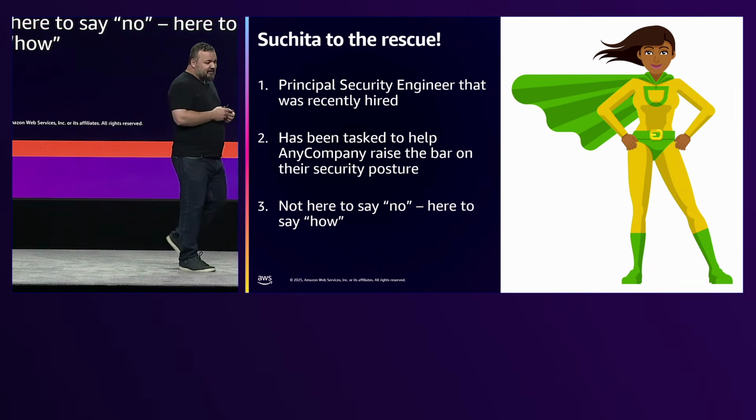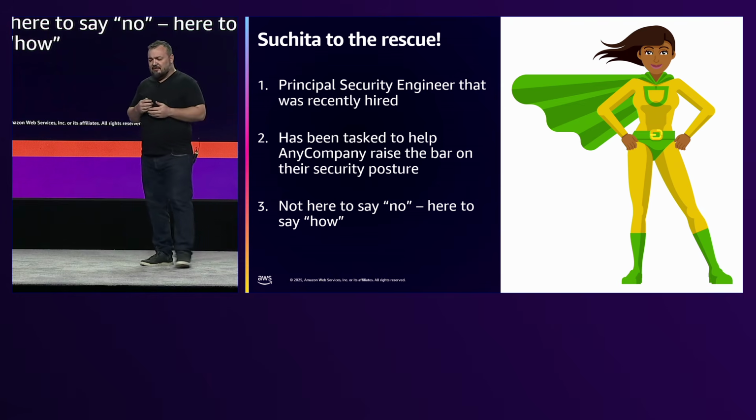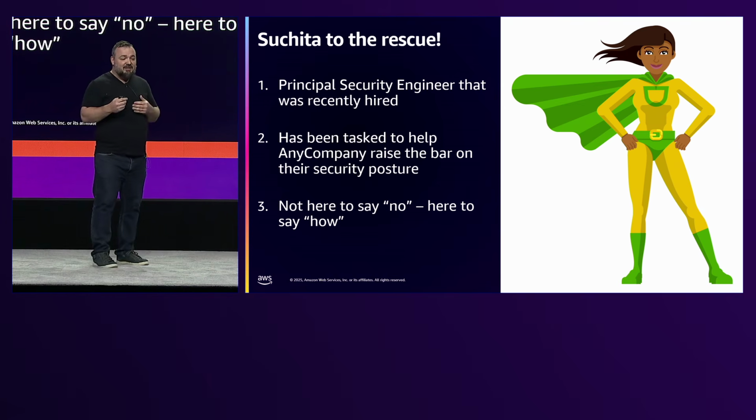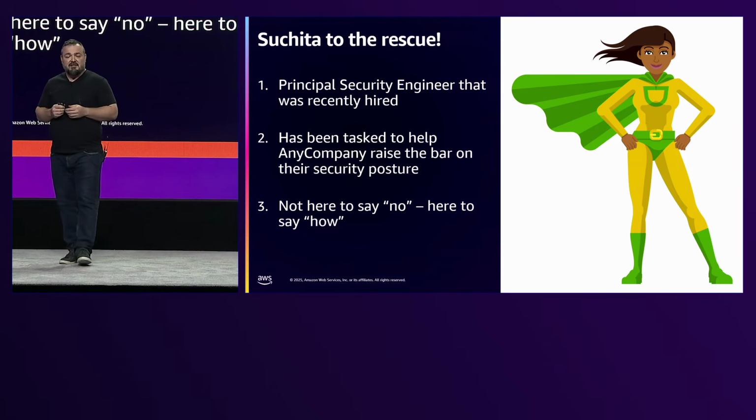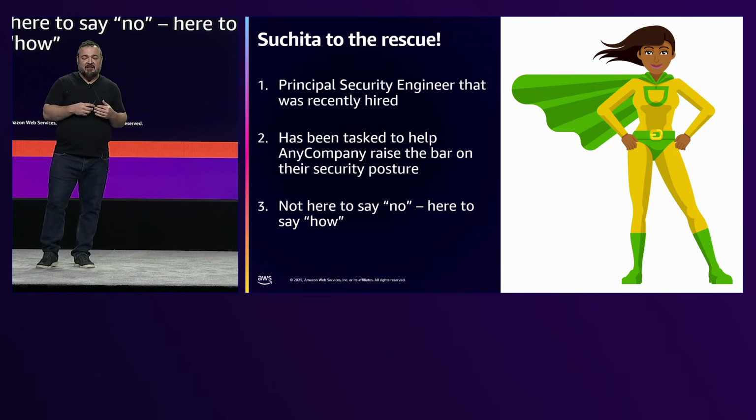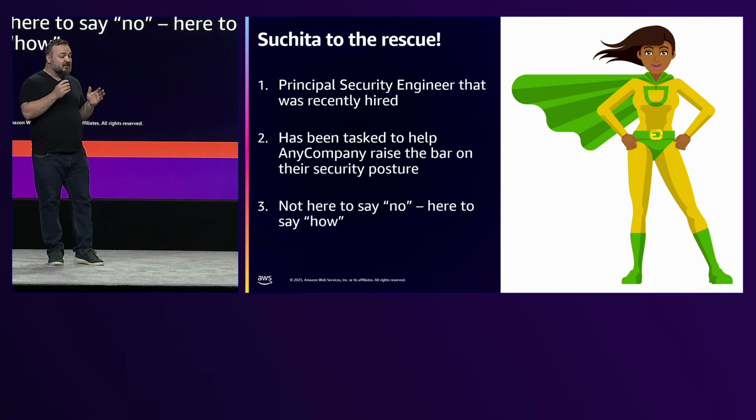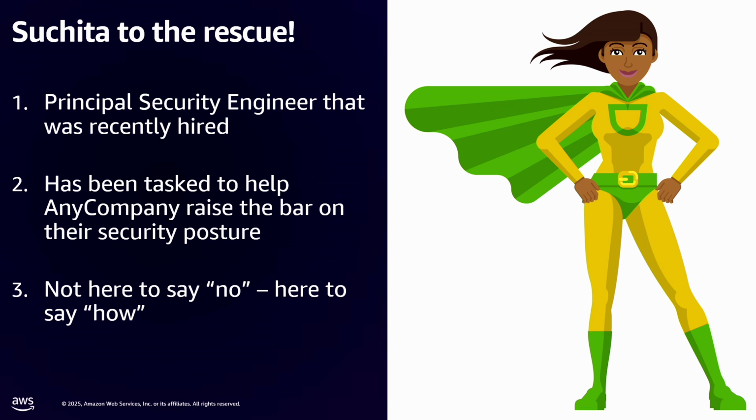And we realized we need help. We don't know what we're doing. So we actually hired Suchita as our principal security engineer to come and help us. She's been tasked to help any company raise the bar on their security posture. And we told her, you're here not to say no, but to say how. So I'm going to pass this off to Suchita.